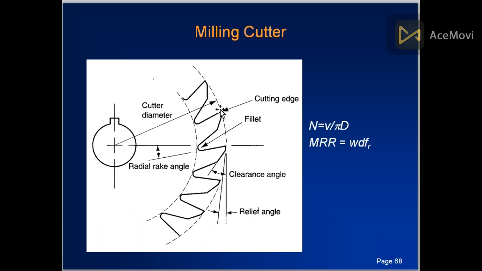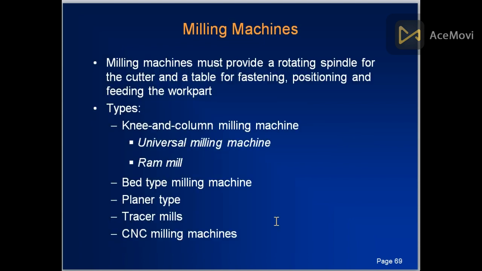Milling cutter: this is the cutting edge, this is the internal fillet, and this one and this one is the clearance angle. The angle between these two lines is known as the clearance angle, and in this it is known as the relief angle. And this previously is known as the radial rake angle. And from here to here is the cutting diameter. Similarly, V is equal to pi d N and MRR is equal to W d FR.